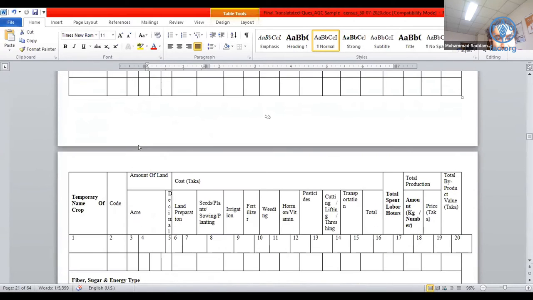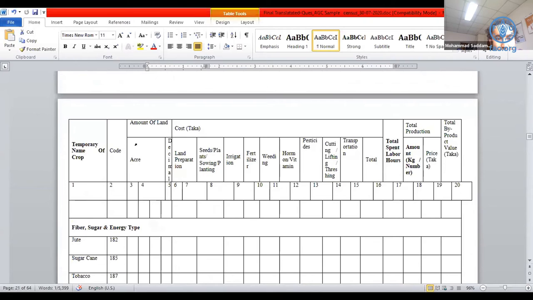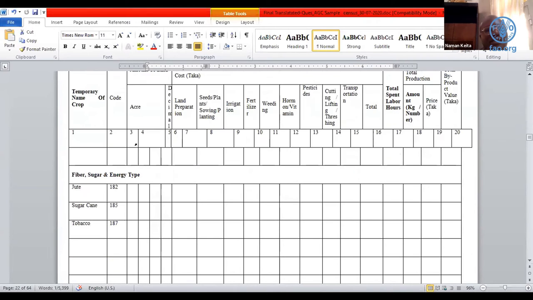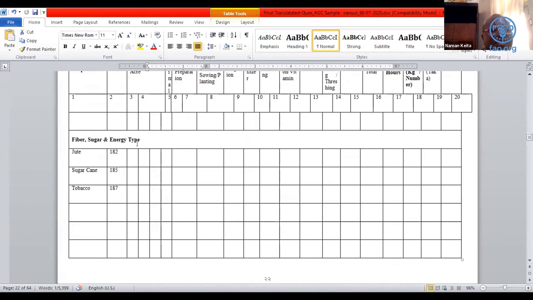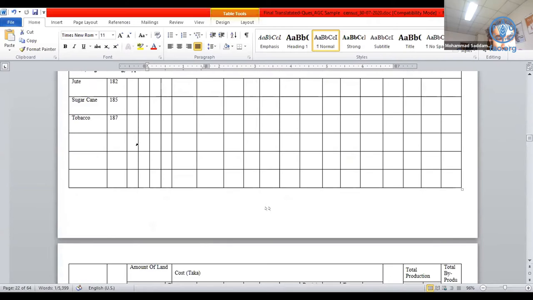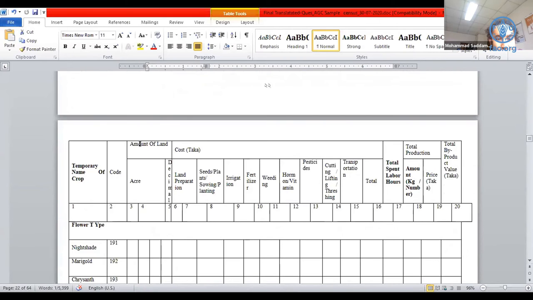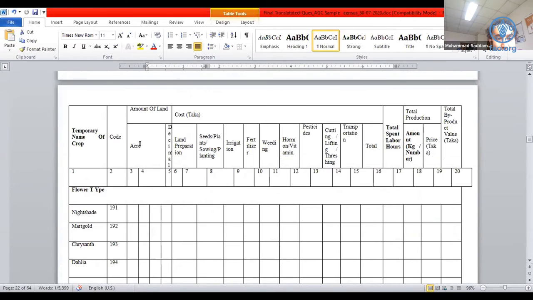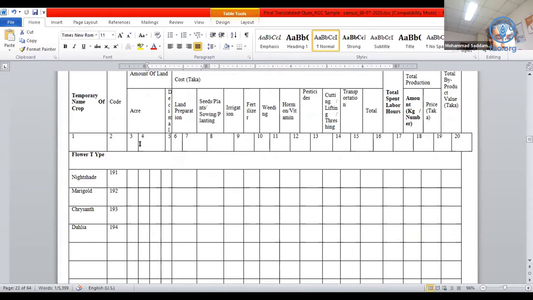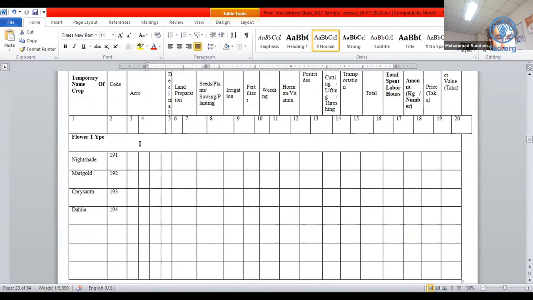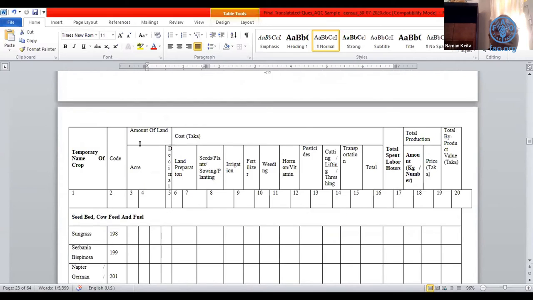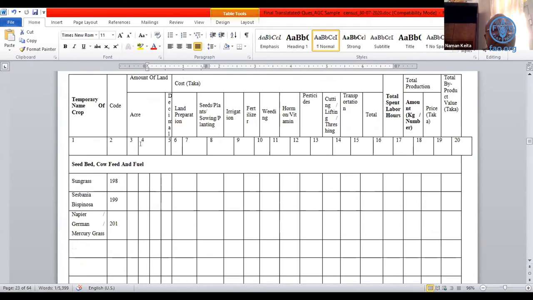Well, I think this is very rich. This is related to the fiber, sugar, and energy type crops, like jute, sugar cane, tobacco. And then temporary crops like flower type, the different flowers. So the same is available for livestock, fishery, and forestry? Yes, I can show you.